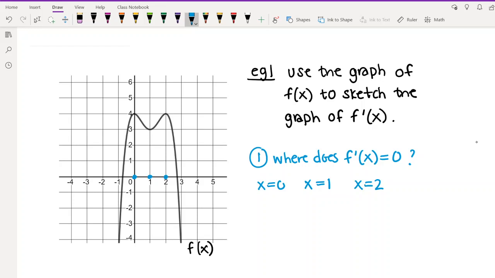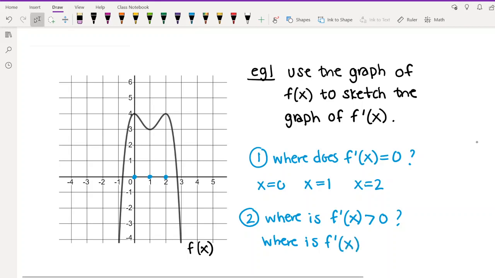And when the height of a function is 0, that means it's going through the x-axis. And so the next step is basically to figure out, where is f prime of x greater than 0, and where is f prime of x less than 0. Well, we're not necessarily going to write that down as an answer using intervals. I just want to kind of eyeball it and see if we can fill in the function from that.